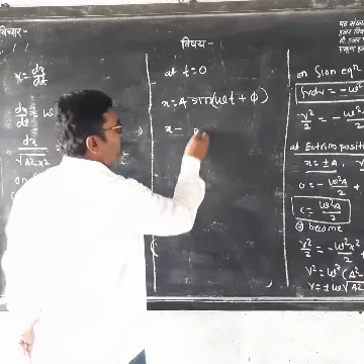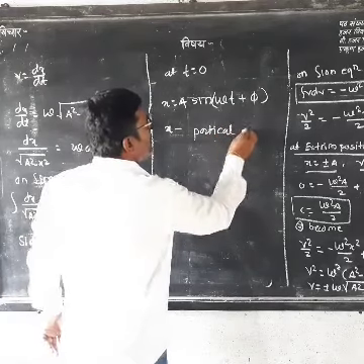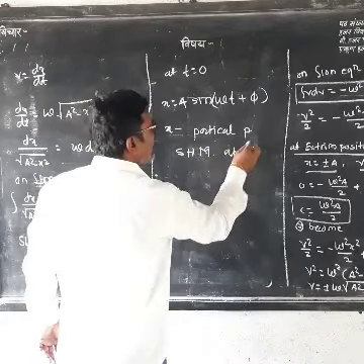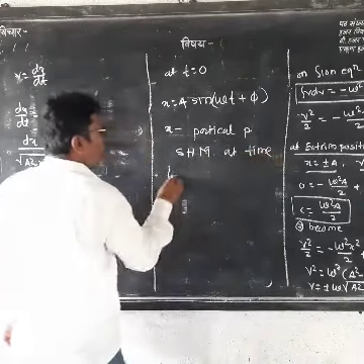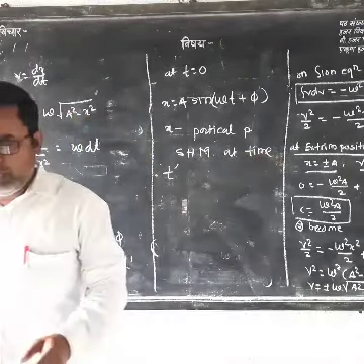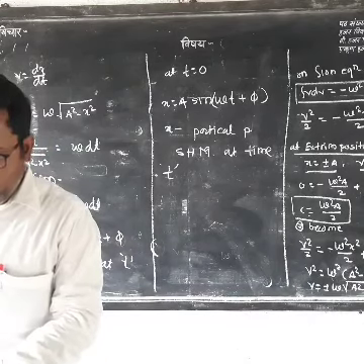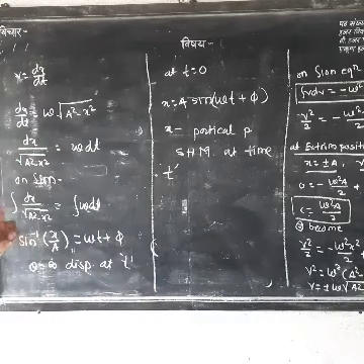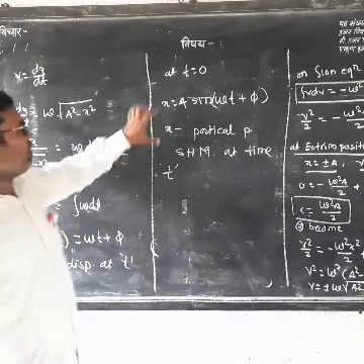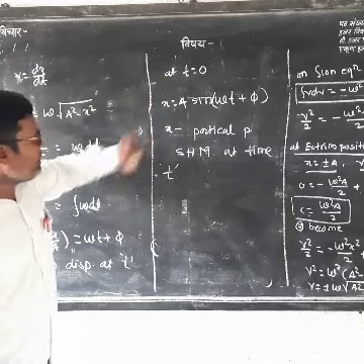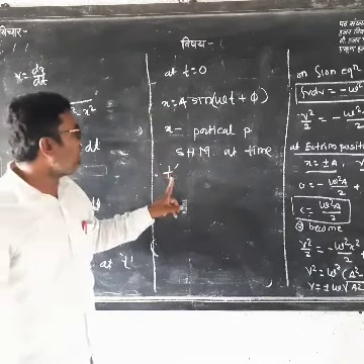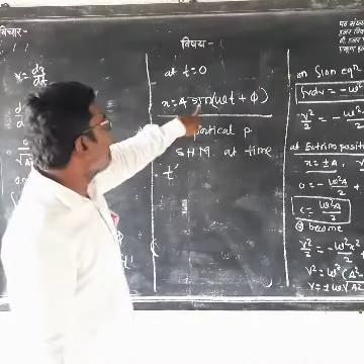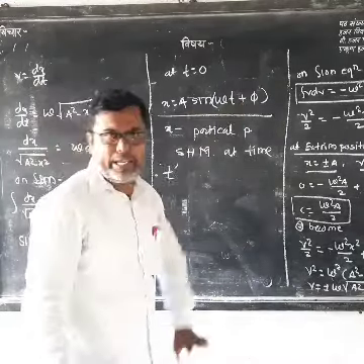This is the general equation for the displacement x of a particle performing simple harmonic motion at time t. Now we have to discuss the differential equation of simple harmonic motion at time t. You see here, which is the equation? x is equal to a sine of omega t plus phi, isn't it? Okay.